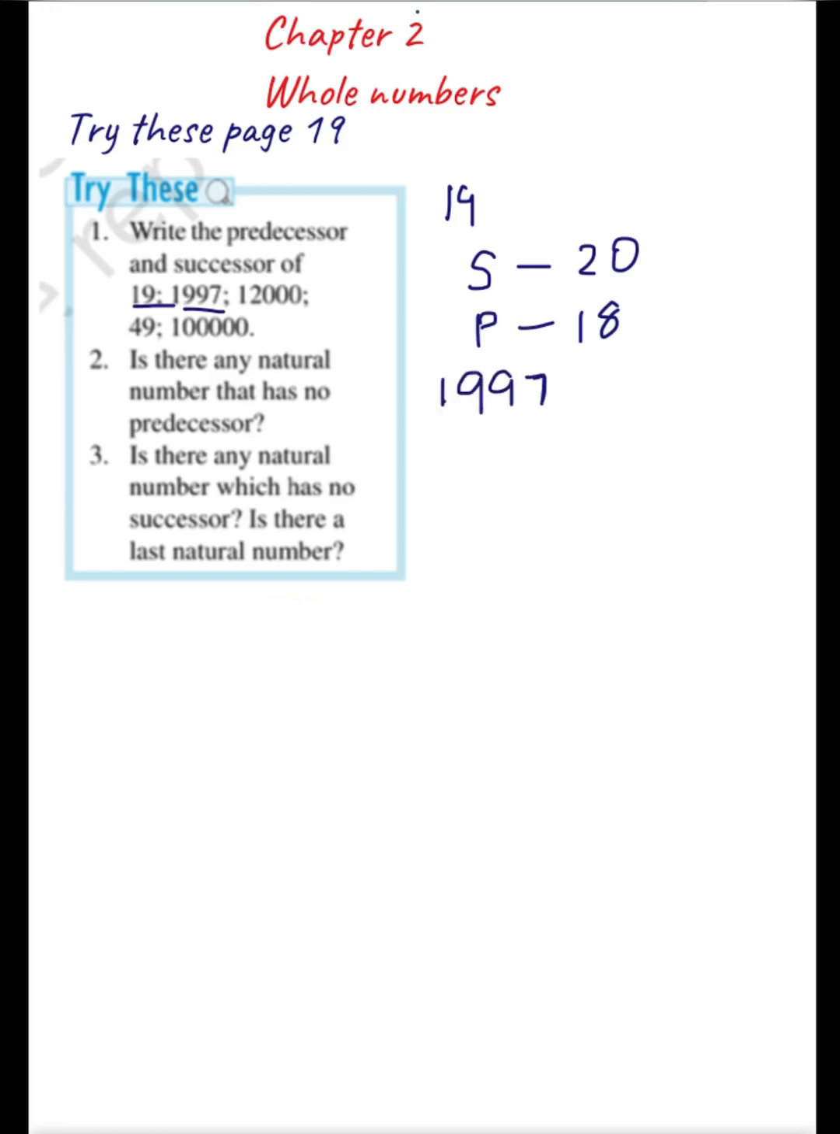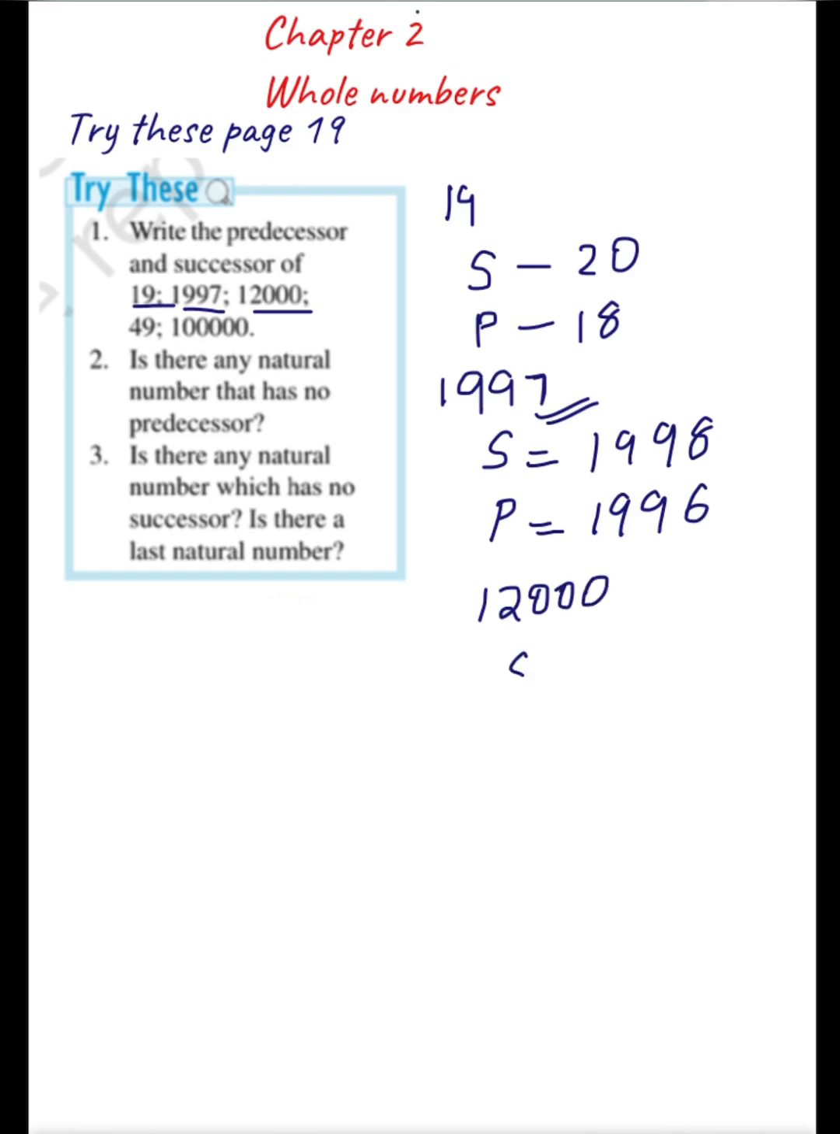1997. Here let's find the successor. In order to find the successor, you need to just add 1 to this number. Adding 1, here it's very easy, 1998. Now to get the predecessor, you have to subtract 1 from this given number. If you are subtracting you will get 1996. So that's also done. Now what is next? 12,000. Now you have to write the successor as well as the predecessor for this.